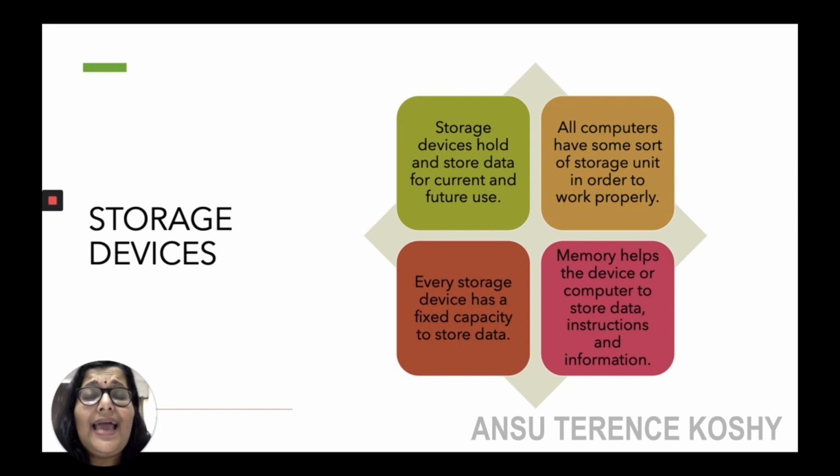Every storage device has a fixed capacity to store data. Any device you take, it can be a mobile, it can be a computer, it will have a fixed capacity for storage. Memory helps the device or computer to store data, instructions, and information. The memory in a computer or a mobile is used for storing the data that you have given, the instructions for processing the data, and after it is processed, the information that you need at the end will be given and stored in the memory.